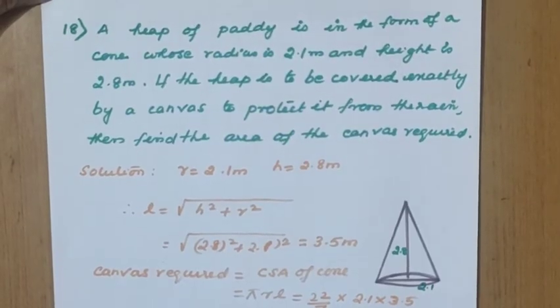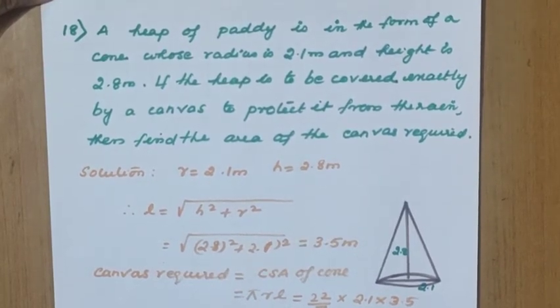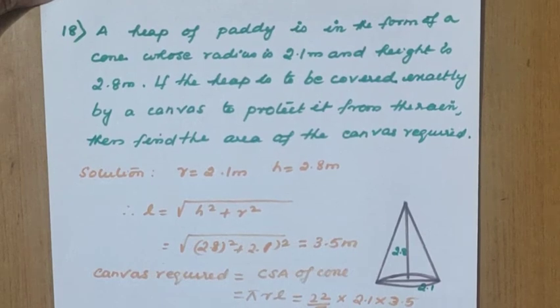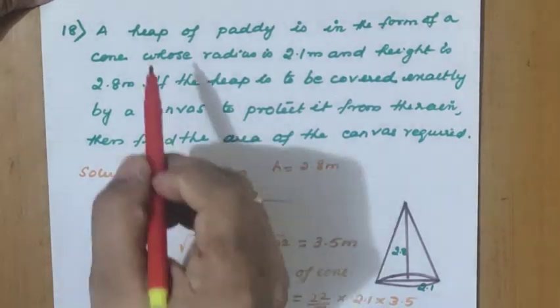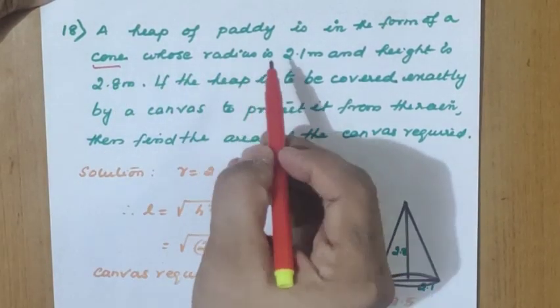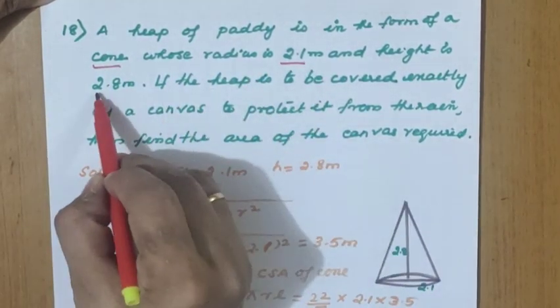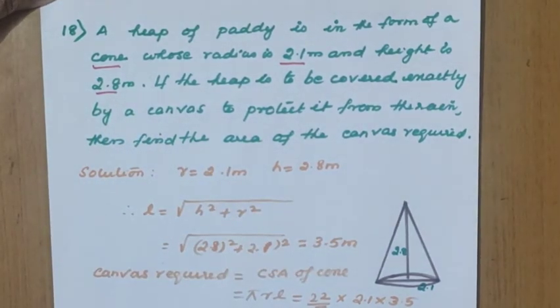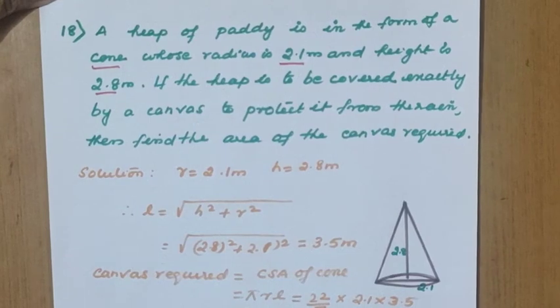Question number 18. A heap of paddy is in the form of a cone whose radius is 2.1 meter and height is 2.8 meter. If the heap is to be covered exactly by a canvas to protect it from the rain, find the area of the canvas required. Radius is 2.1 and the height is 2.8, and we need to find the area of the canvas required.